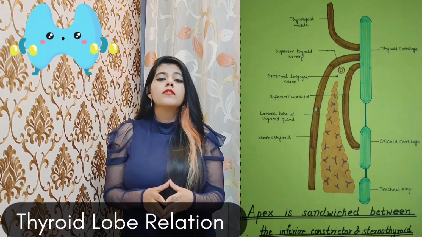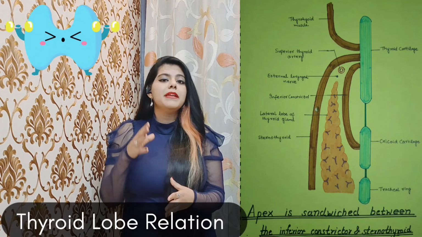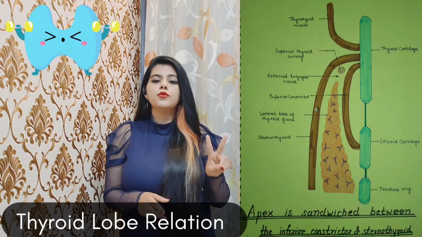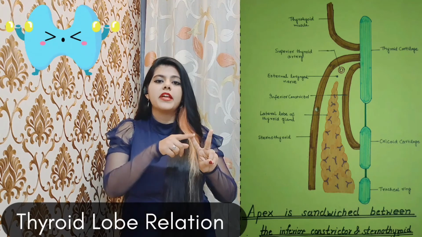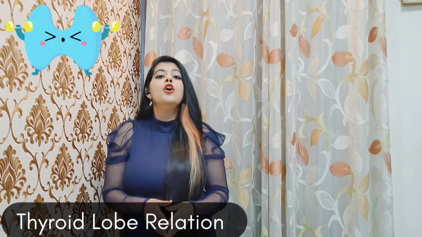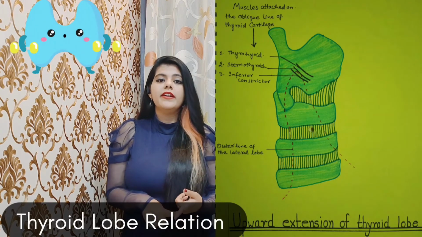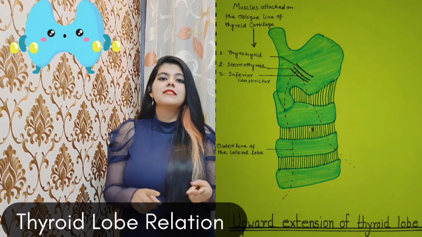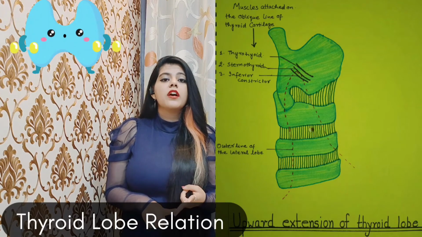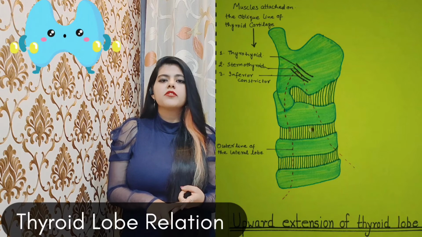If we talk about the second surface, that is the medial surface, then there are two tubes present, that is the trachea and oesophagus. Two cartilages are present, that is the cricoid and thyroid. Two muscles are present, that is the cricothyroid and inferior constrictor muscle.